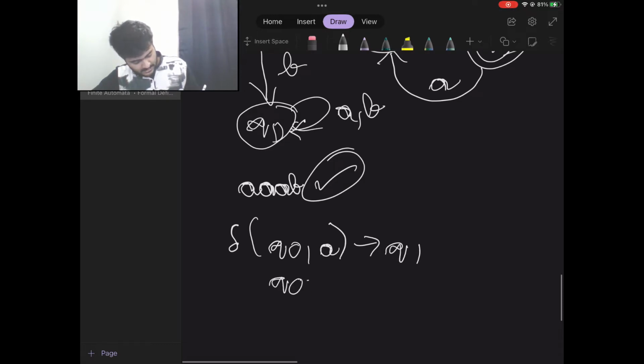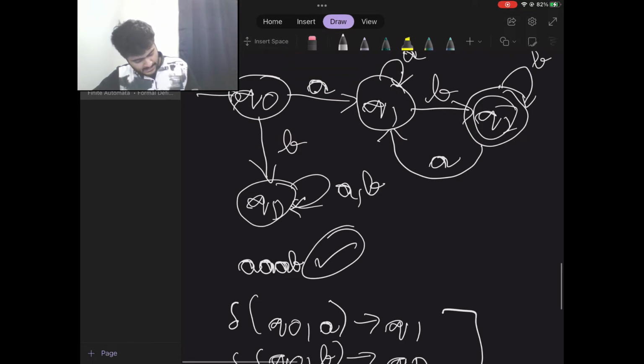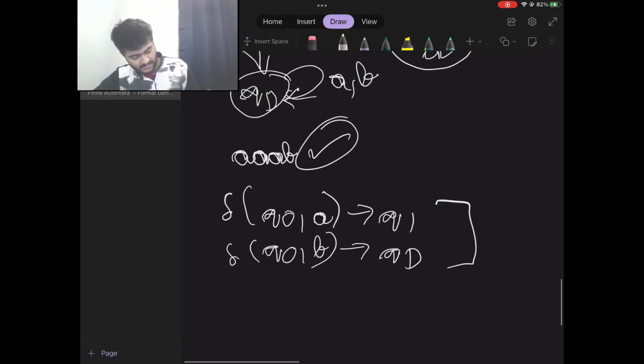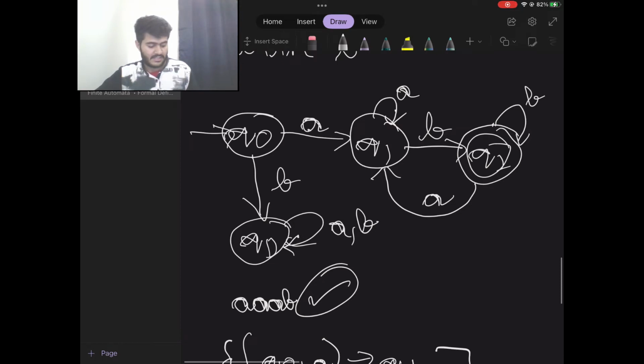The transitions will be the same. Where does it lead from A? It will lead us to Q1. If we build for B, it will lead us to QD, that is a dead state. You can build QD on as well, and similar transition functions for all of these. So this way you can build a deterministic finite automaton. So this is a DFA.